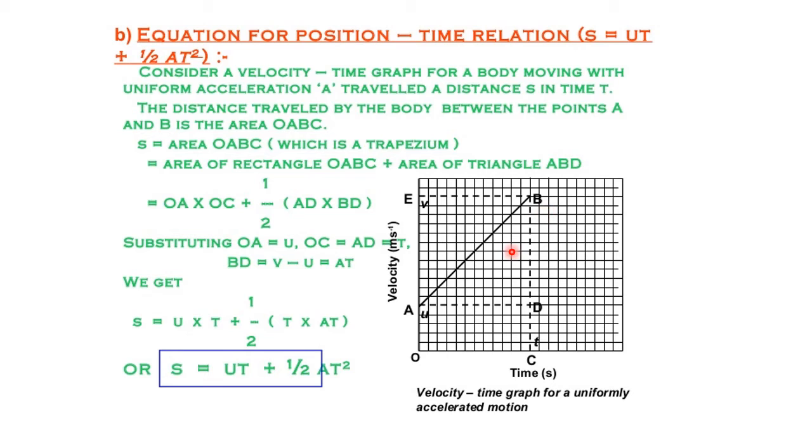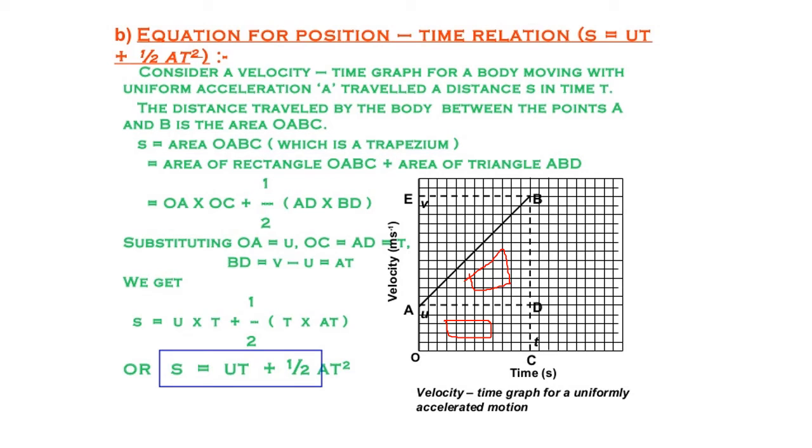So what is the area? It is the area OABC. Okay, so this whole part is the distance covered. So now we have to calculate the distance. When we talk about this whole part, can you see this? S is equals to area OABC. This whole area is the distance, which is a trapezium. Can you see this one? This area is trapezium. I'm talking about this whole part, this part and this part. Okay, this is the trapezium.